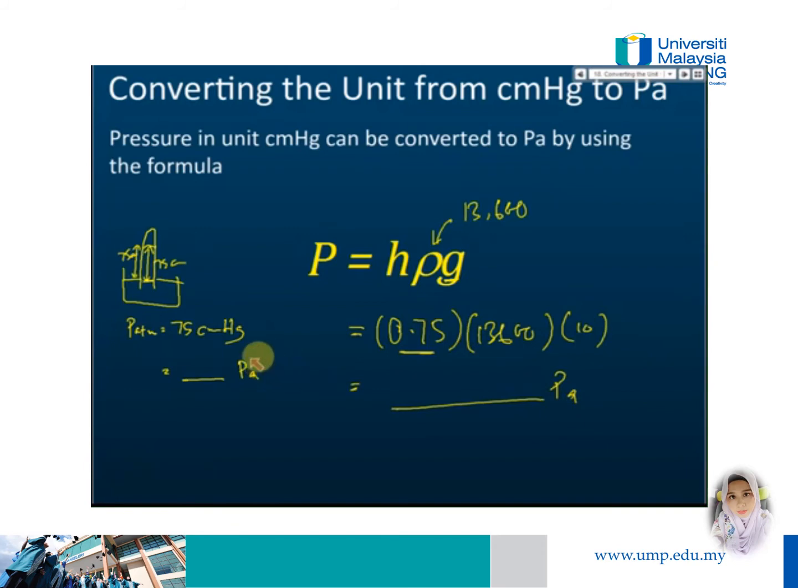That is how we convert the unit of cm mercury to Pascal. We use P equals h rho g. h is the length of the mercury, but it must be in meter. Rho is the density, usually given in the question, and g is the gravitational field strength. Then you can find your answer in Pascal. So that is how we convert cm mercury or mm mercury to Pascal.